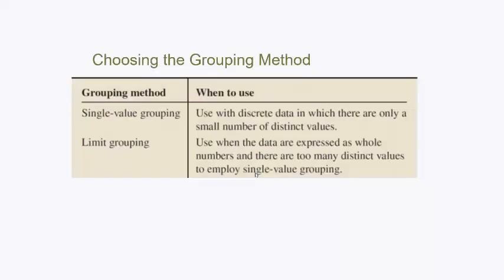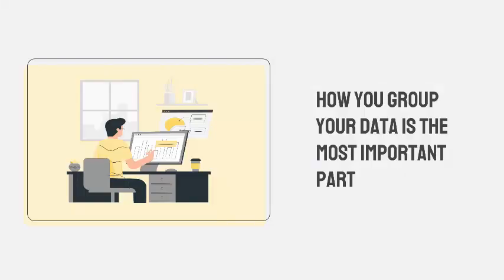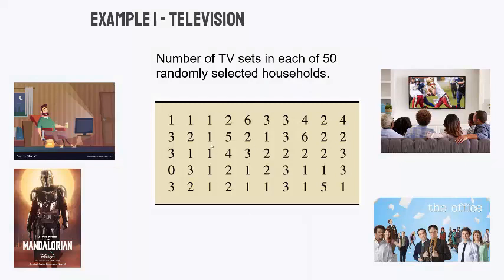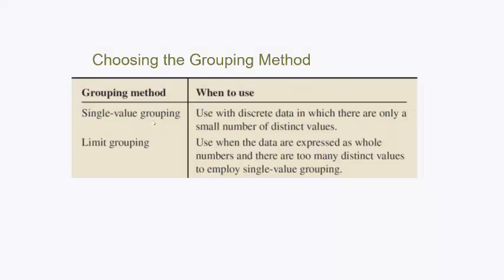There are two methods for grouping your data. We can use what's called single value grouping. You use this with discrete data in which there are a small number of distinct values. Looking back here, this is discrete data, and it looks like there are a small number of values: 0, 1, 2, 3, 4, 5, and 6. So this first one might be single value grouping. Then I'll talk about limit grouping, which you use when the data are expressed as whole numbers and there are too many distinct values to employ single value grouping. We'll handle that one next.